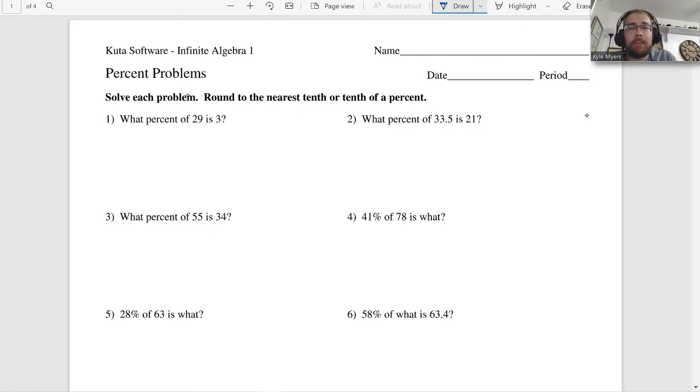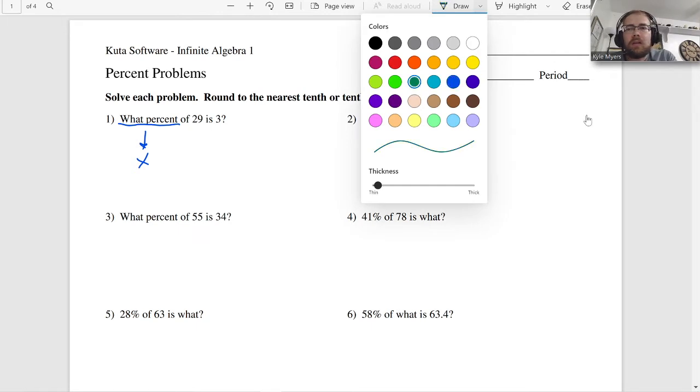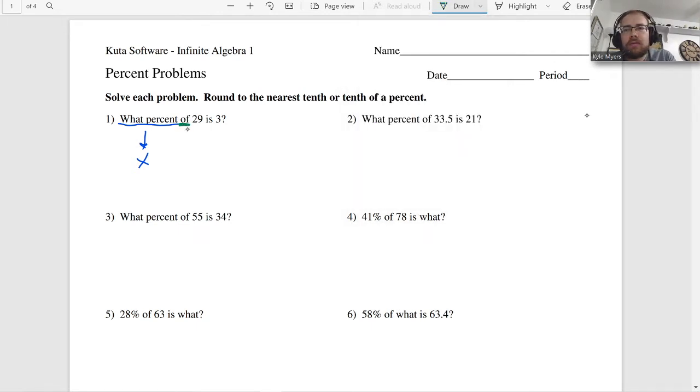So when they say what percent, right? What percent translates into either X or maybe just whatever your favorite letter is. So choose a letter. I'm going to be real basic and just use X here. And then they say of, right? Of means to multiply. So I'm going to put a little dot here for multiply because if I put an X, it would look like another variable.